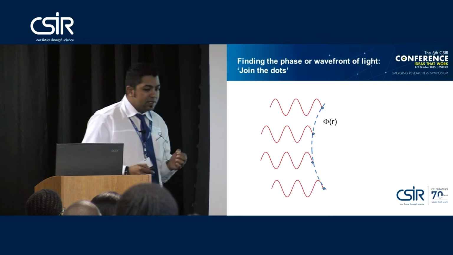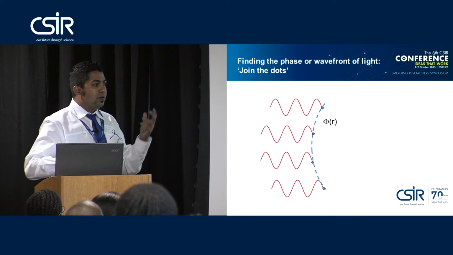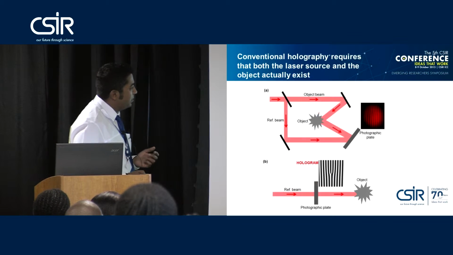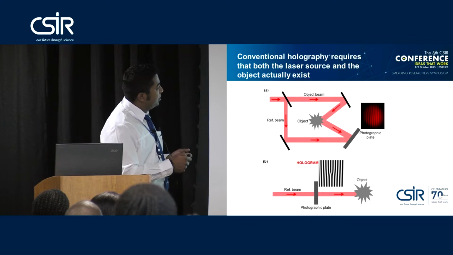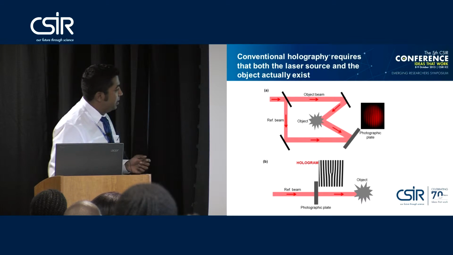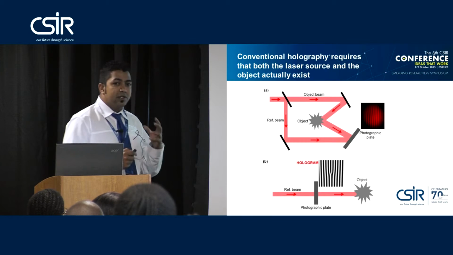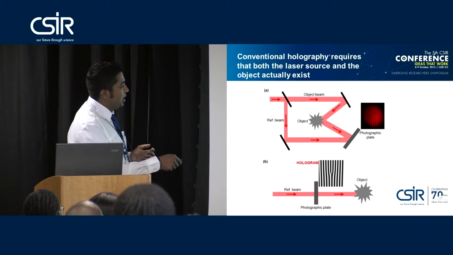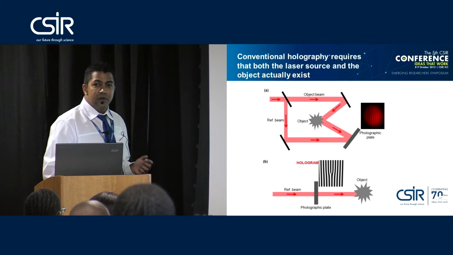Now, to test the concept itself, we use a process or a field called digital holography, which is a little bit different from conventional holography. Because in conventional holography, you would need some sort of beam of light, like a laser beam, and you would need the object to actually exist. So in this case, you would split the beam up. The reference beam will then interfere with the object beam on a photographic plate.